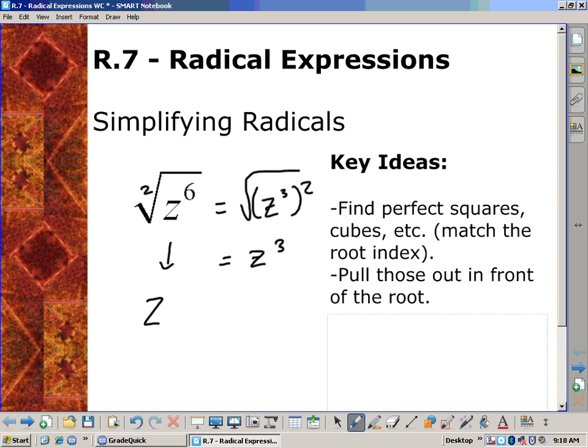And again, this is more steps than I would expect you to show, but just so you can understand what's going on, it'd be z to the 6th to the 1/2 power. Now remember, when I take powers to powers, then you're multiplying the exponents. So now I have z to the 6/2 power, which then of course becomes z to the 3rd.